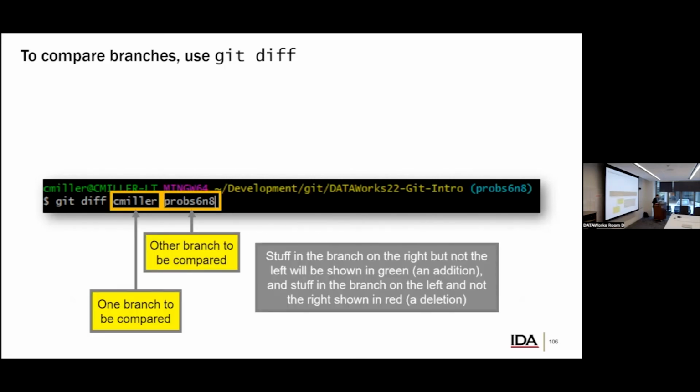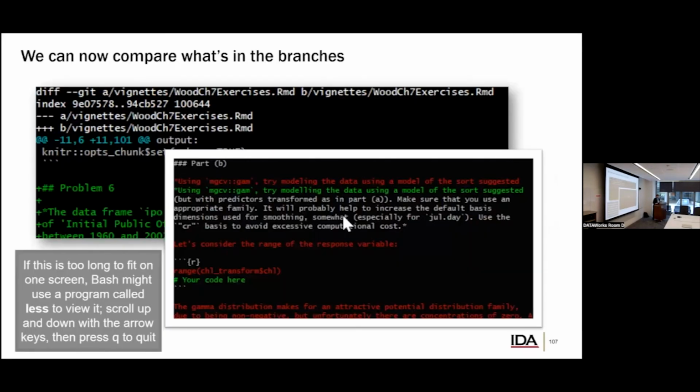So if we use the command git diff again, anything that's in the branch on the left but not on the right will be shown as red as if it's a deletion, and anything that's on the right but not on the left will be shown in green as an addition. So we run that command, and now we can explore what the difference is between these two different branches of the project. Anything in green is in one version, not the other. I think the green is the one that we checked out, and the red is the version that we're comparing to.